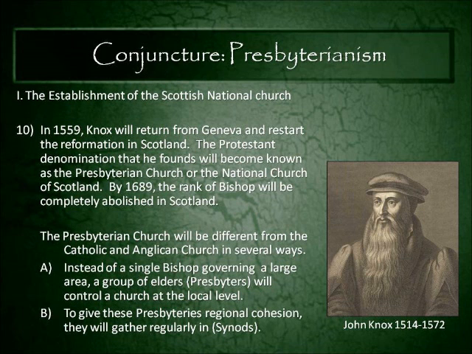So here's the timeline. In 1559, Knox will return from Geneva and try to restart the Reformation in Scotland. And by 1560, the Presbyterian Church will be founded. Now, this Protestant denomination known as the Presbyterian Church is the national church of Scotland. Now, it will take a while for this entire reform to take hold. For example, it will not be until 1689 that the rank of bishop will be completely abolished in Scotland.